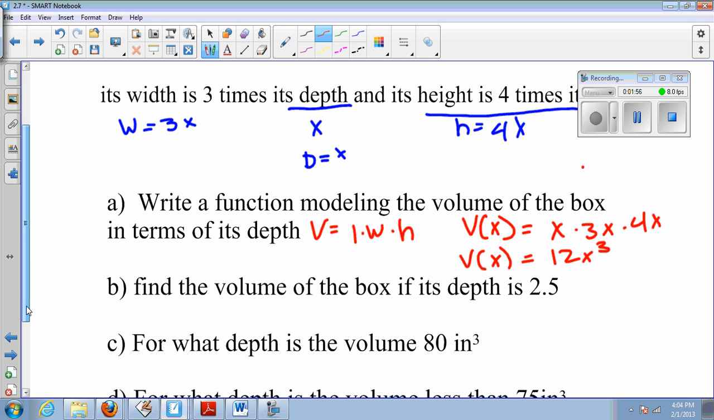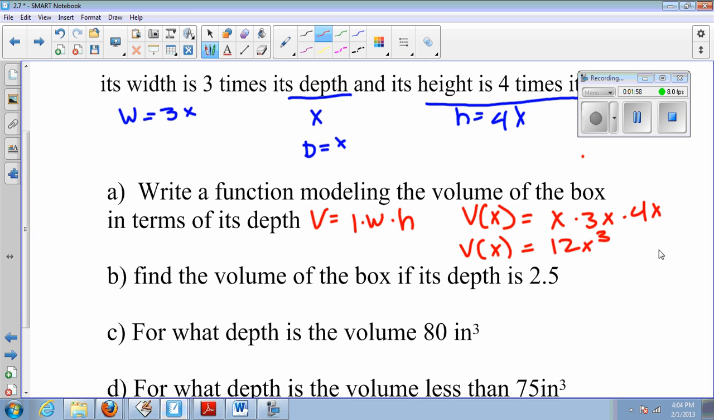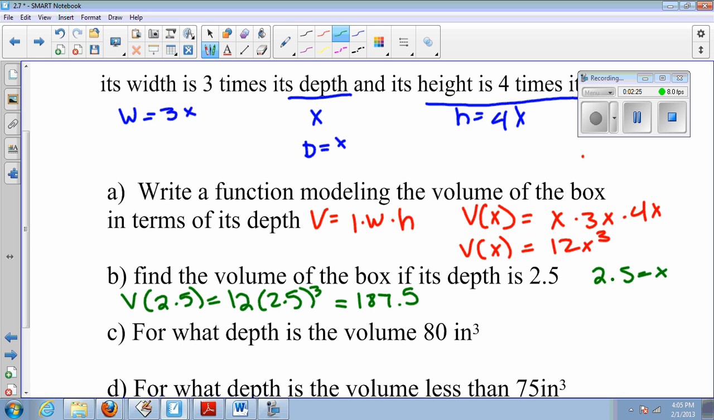We are now being told to find the volume of the box if its depth is 2.5, so that makes 2.5 equal to x. So we plug this in and go 12 times 2.5 cubed. We can use our calculators, cube 2.5, multiply it by 12, and we get the volume to be 187.5.